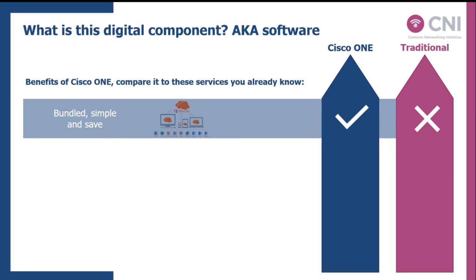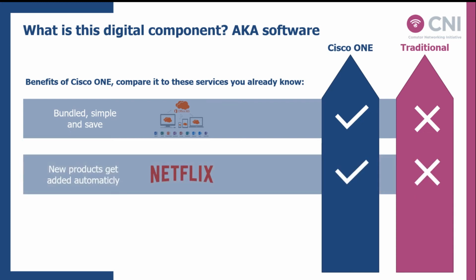More or less, this is comparable with the Office suite. So are you going to buy the product separately, Word, Excel, PowerPoint and so forth, or are you going to buy the Office suite? Maybe over time it would be interesting to activate OneNote, for example, which is also in the bundle. So that's a bit how you can compare it with Cisco One compared with traditional licensing.